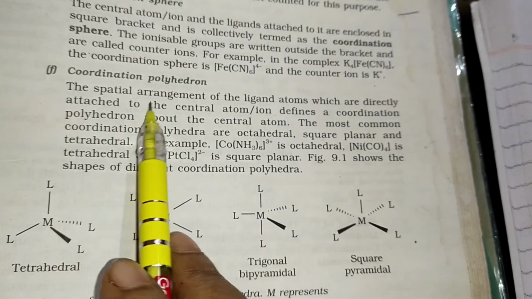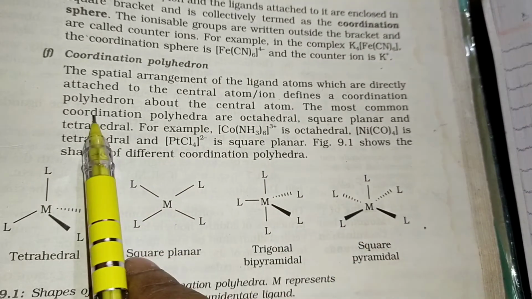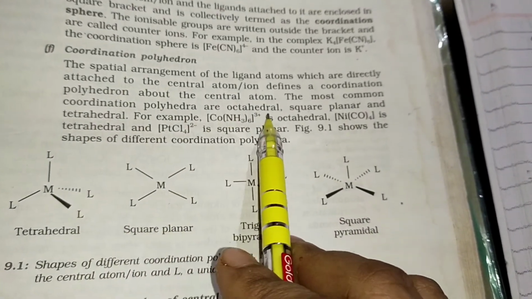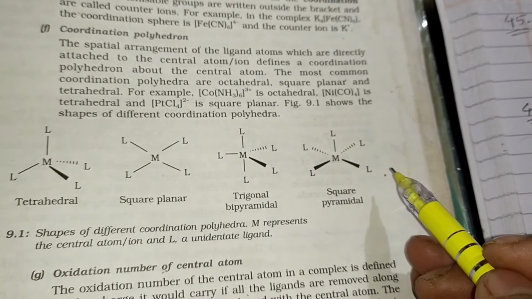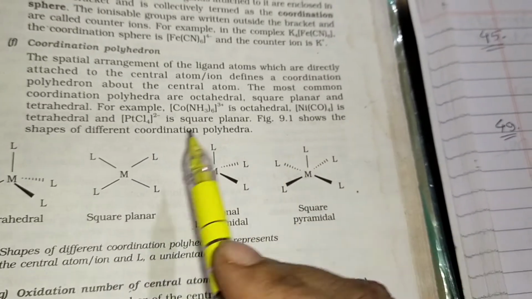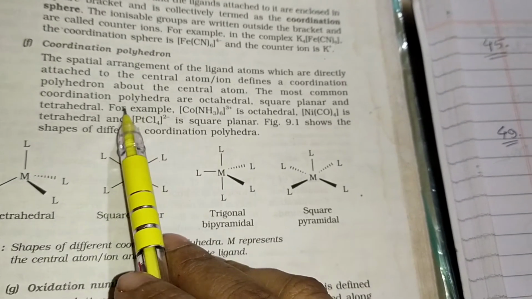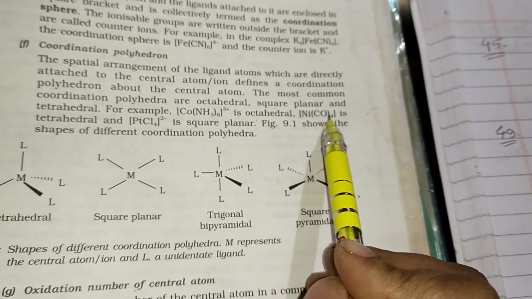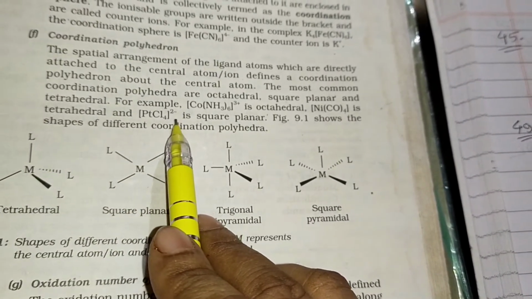Next one: the spatial arrangement of the ligand atoms which are directly attached to the central atom or ion is defined as the coordination polyhedron about the central atom. The most common coordination polyhedra are octahedral, square planar, and tetrahedral. For example, [Co(NH3)6] has 6, so it is octahedral. [Ni(CO)4] is tetrahedral, and [PtCl4]2- is square planar.